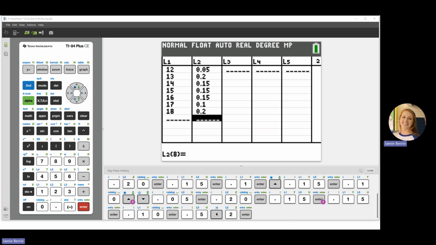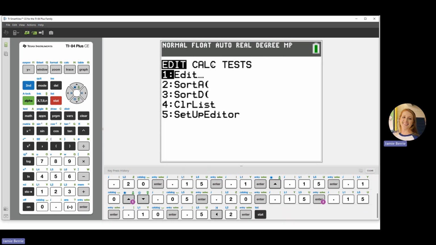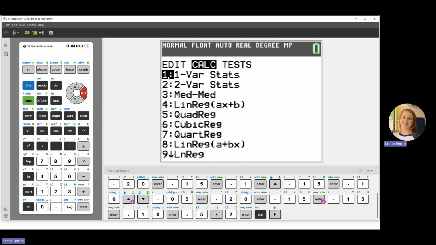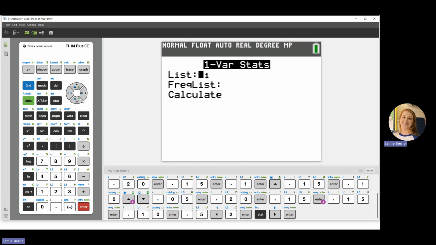All right. So now that you have gotten those typed in, you are going to do the exact same thing as when we found the mean in the past. You go back to stat and you go over to calc, and then you're going to select the first option, 1 bar stats. Now, in the past, we left frequency list blank. This time you're going to tell it, okay, I want you to look at L2 as well. So to get L2 to pop up there, you're going to hit the second button and then the 2 button. You can see that's the L2 button.